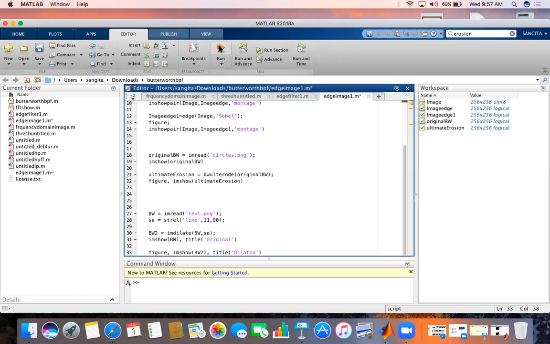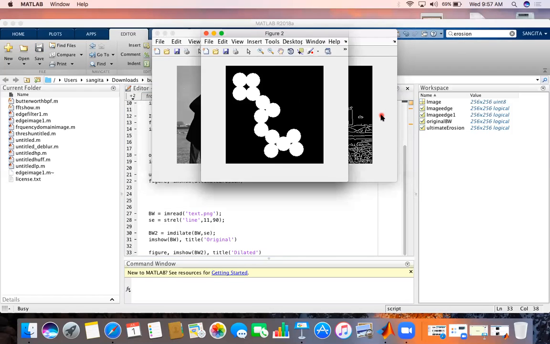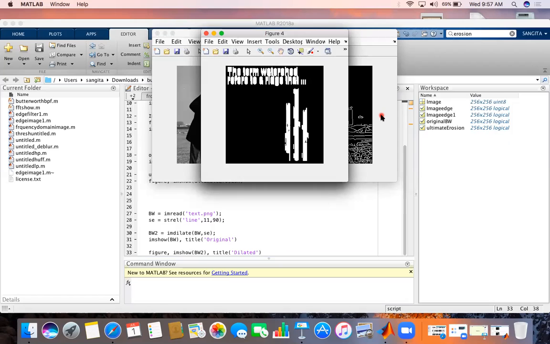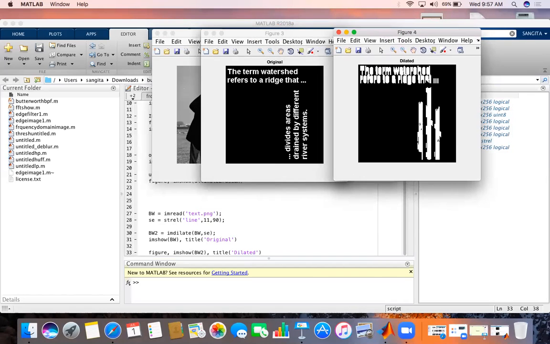So now run the program again. This is the original one and this is its dilation. So the original image was written in a normal font, but after dilation it is spread. So the idea is that erosion squeezes, whereas dilation spreads.